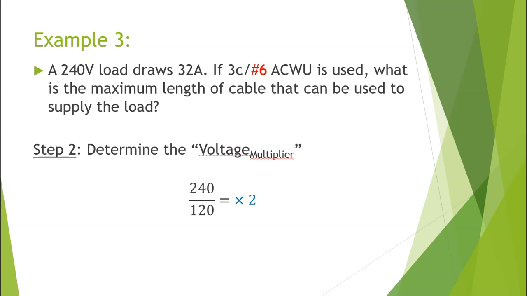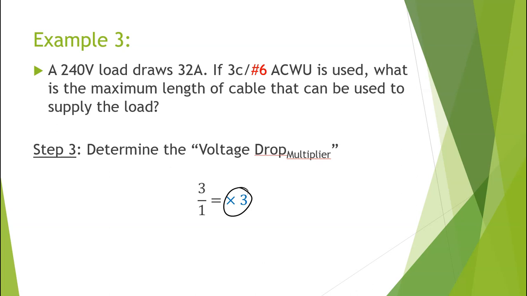So we need to get a voltage multiplier. Here we have a 240 volt circuit. Of course, table D3 is based on 120 volts, and so we end up with a voltage multiplier of times 2. We then proceed to get our voltage drop multiplier, and because the question does not actually specify any kind of voltage drop limitation, we will go based upon the maximum voltage drop allowable by code, and that is our 3%, giving us a voltage drop multiplier of 3 times.